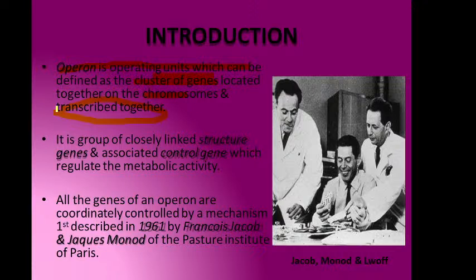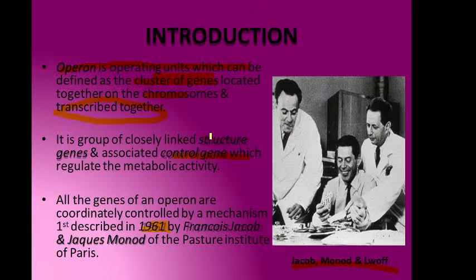Now what is transcription basically? When from the DNA we get the mRNA. So the group of genes are present together, located on the chromosome, and transcribed together. So it is a group of closely linked structural genes associated with the control genes which regulate the metabolic activity. All the genes of the operon are coordinately controlled by a mechanism which was given by Jacob, Monod and Lwoff in Paris in 1961.